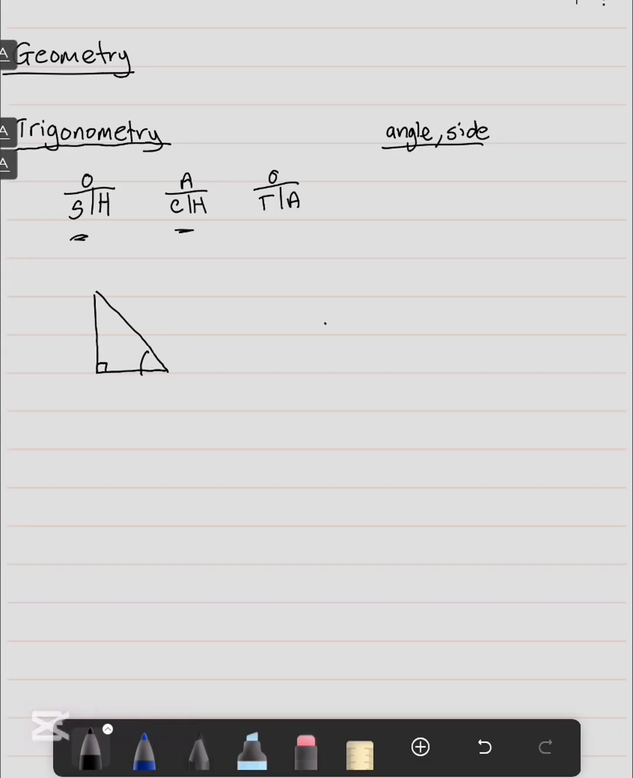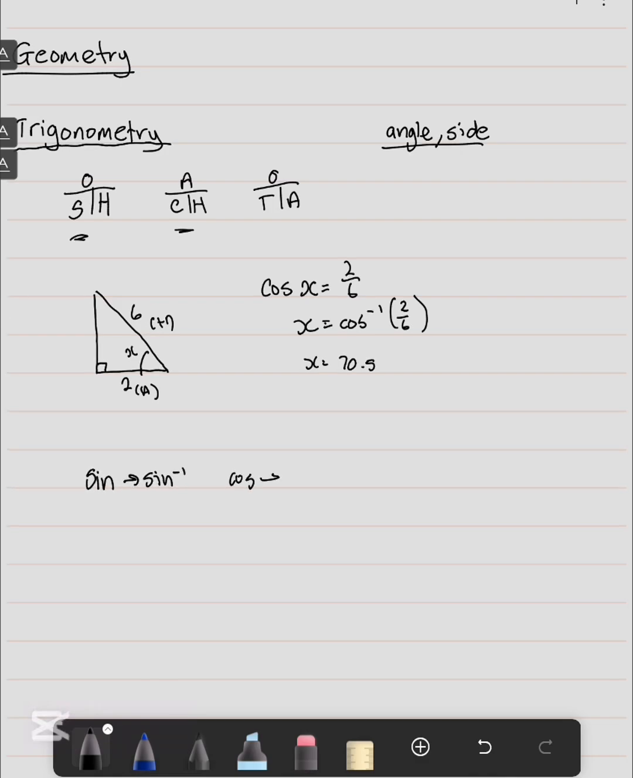Here's a final example. You've got your angle x, and you've got your sides 6 and 2. We label them relative to x, and see that we're going to use the CAH formula. Cos of x is equal to 2 over 6. To move the cos to the other side, it's cos negative 1, and you put it in your calculator and get 70.5. Here's a rule of thumb. You add negative 1 to sine, cos, or tan if you're moving it over the equal sign. So sine becomes sine negative 1, cos becomes cos negative 1, and tan becomes tan negative 1.